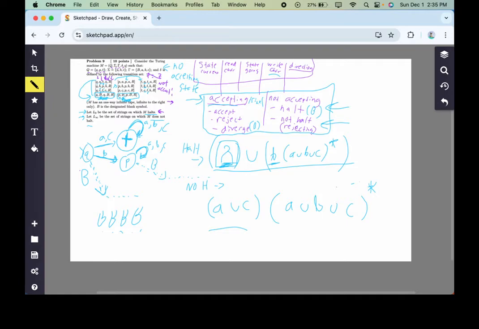When a final state's not given, like here, you have two choices. Halt if you get a blank. Don't halt if you get stuck in an infinite loop. So that's the difference between the two cases of Turing machines.